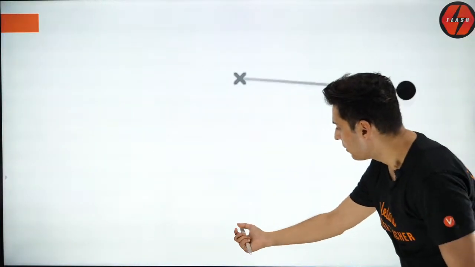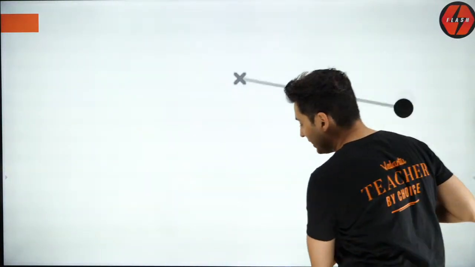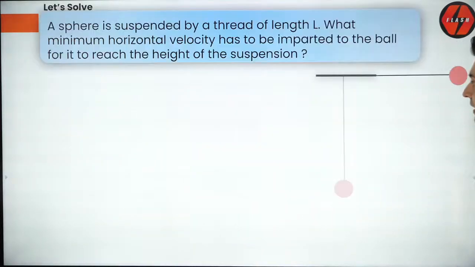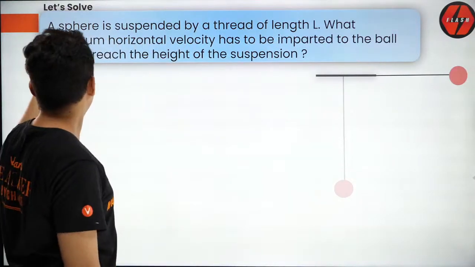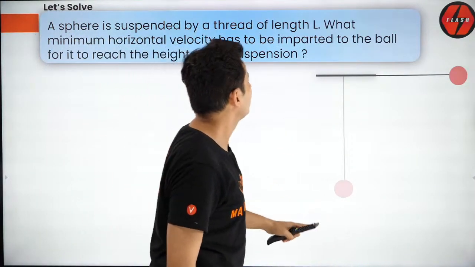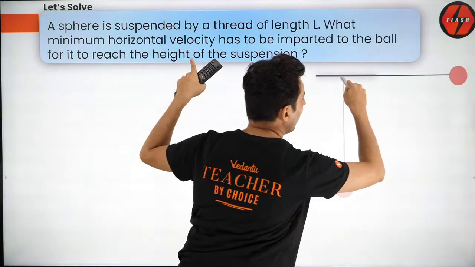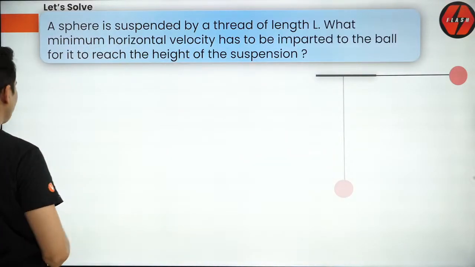Now, I want to know with what speed should I hit the ball so that it reaches till here. Okay, with what speed should I hit it at the bottom so that it just becomes horizontal? That's my next question. A sphere suspended by a thread of length L, what minimum speed should you give at the bottom so that it reaches the height of suspension? That is what the question is. So let's try this out.